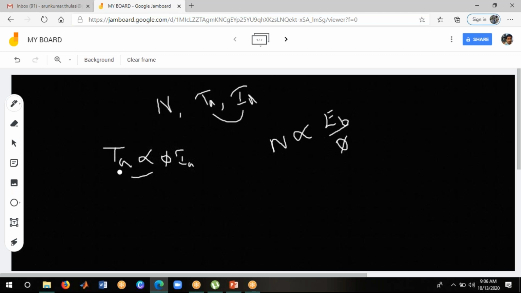So here torque is directly proportional to flux. Okay? If the flux increases, torque also increases. If the flux is constant, torque is also constant. So based on that, and here the speed is inversely proportional to the flux.